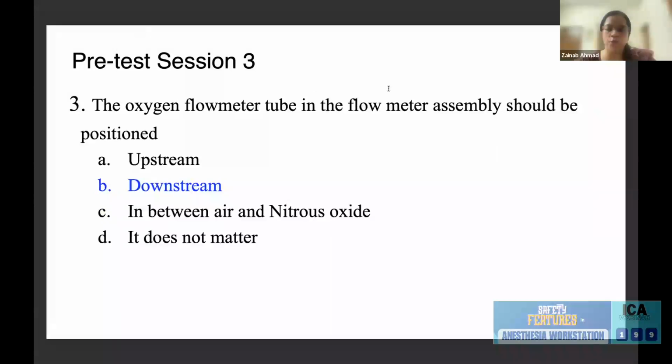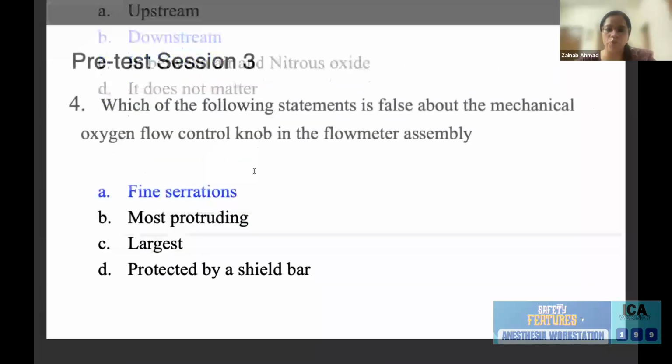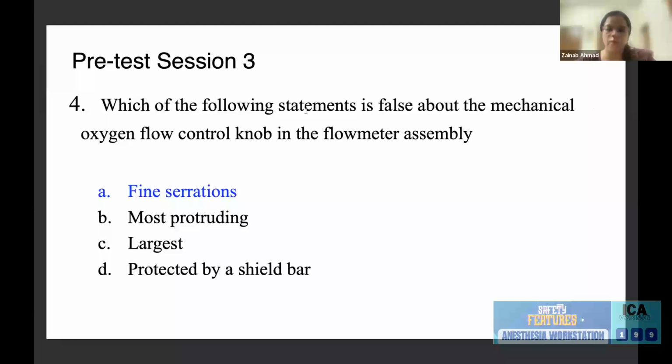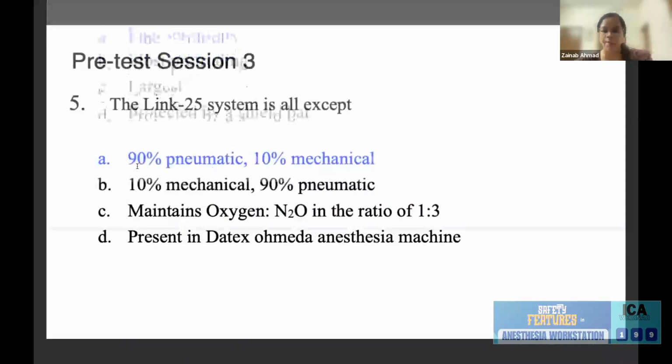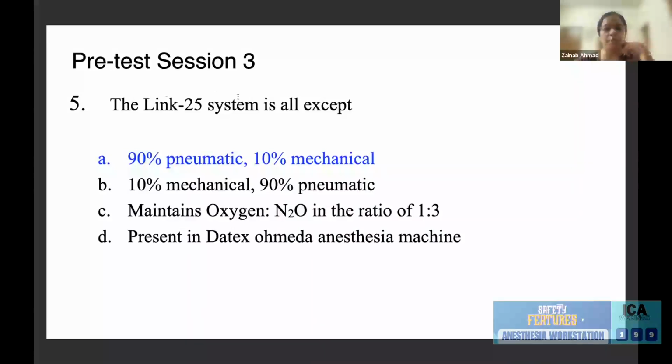The oxygen flow meter tube in the flow meter assembly should be positioned downstream. So as Dr. Sunaina explained to us, the flow meter should always be downstream. Oxygen flow meter should always be downstream. Which of the following statements is false about the mechanical oxygen flow control knob in the flow meter assembly? So we know that it has to have coarse serrations so that we can identify it by touch also, by tactile sensation.